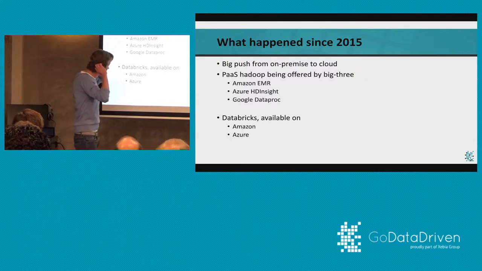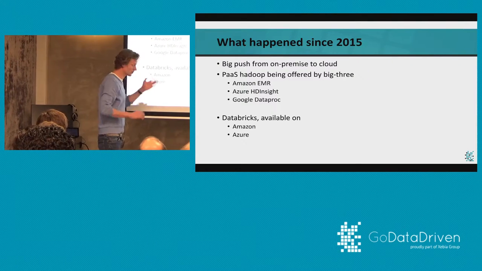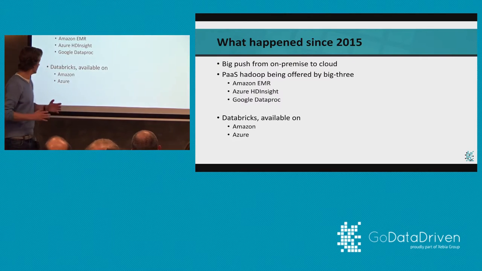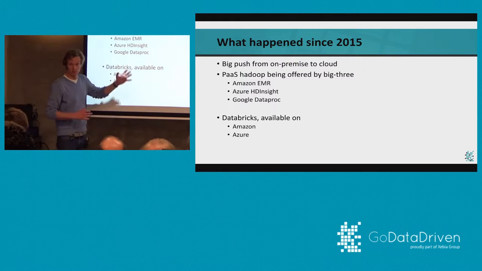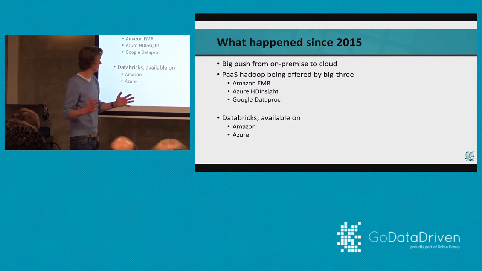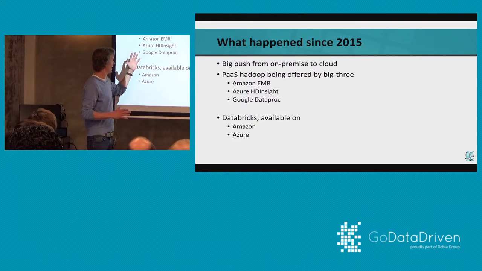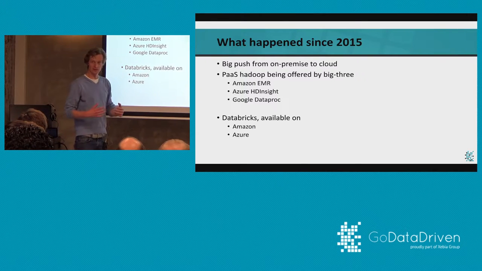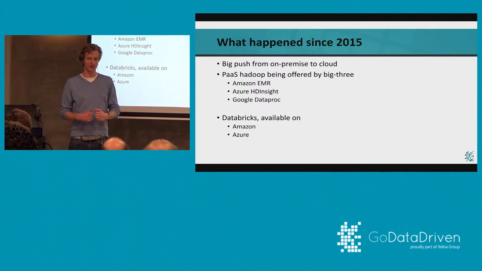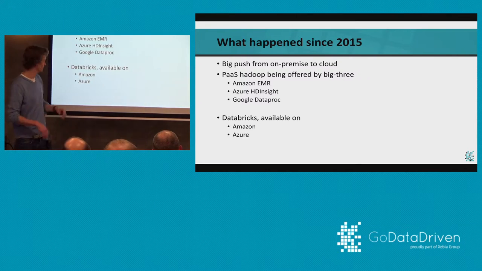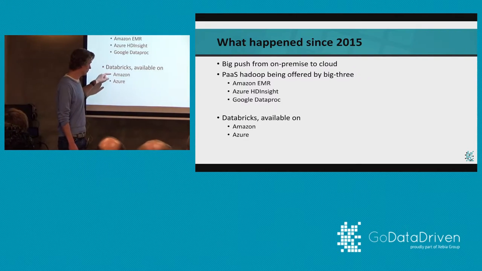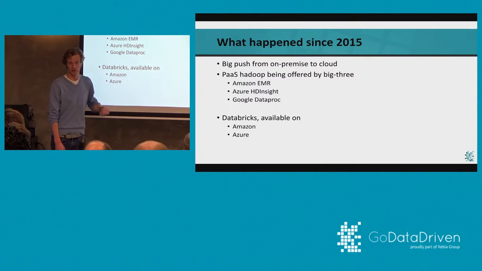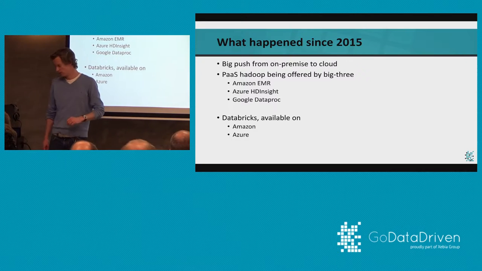So currently, the big three, so let's say Amazon, Azure, and Google, they have their own flavor of Hadoop distribution. So Amazon has this thing called EMR. I think it's Elastic MapReduce, probably. Azure has HDInsight, Google has Databricks. And then there's a new contender, I'm calling it a new contender, Databricks, which is actually able to run on both the Azure and the Amazon cloud. It's like a different take on things.